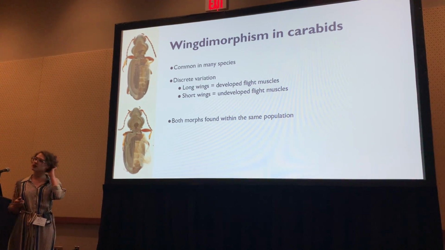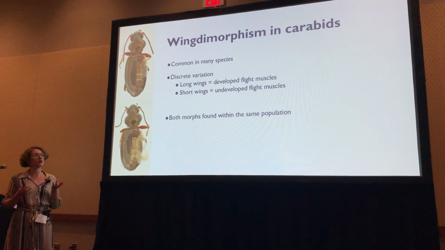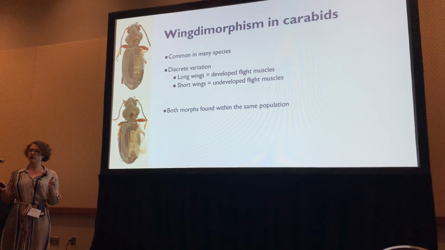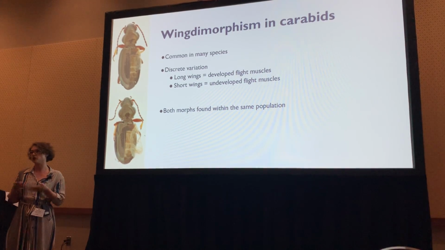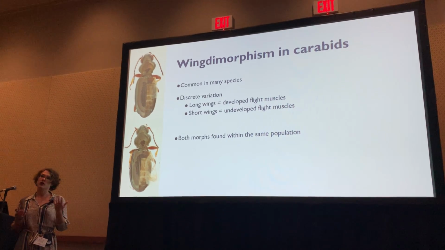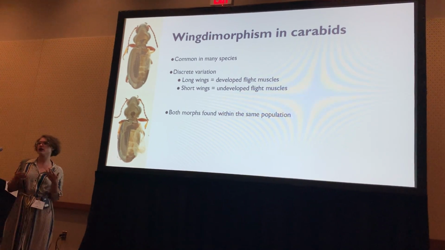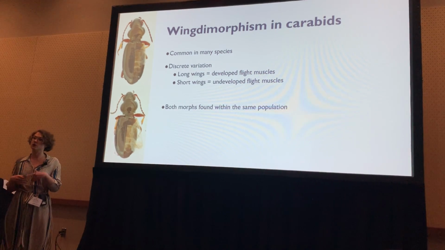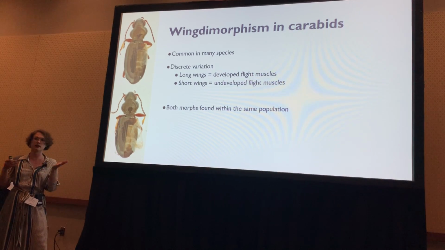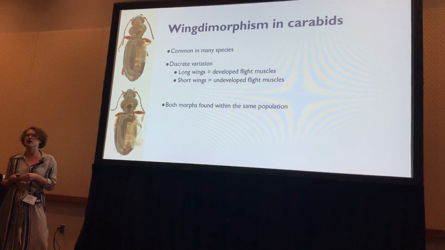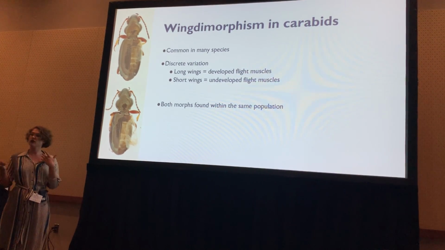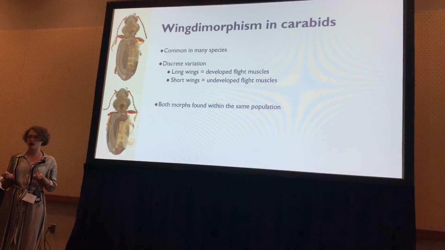Wing dimorphism in beetles is actually very common. Here we have a discrete variation, with individuals with long wings and individuals with short wings. The individuals with long wings have well-developed flight muscles and can fly, while the individuals with short wings don't have well-developed flight muscles and can't fly. So this is a very big difference and a very complex trait. We don't see any intermediates, we only see long and short, and we can find both morphs in the same population.